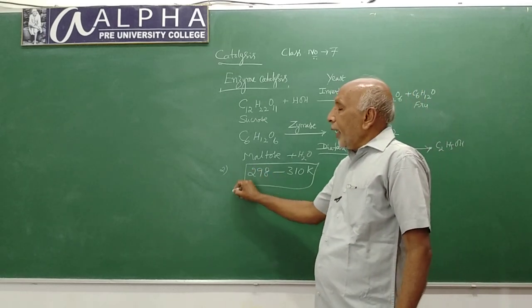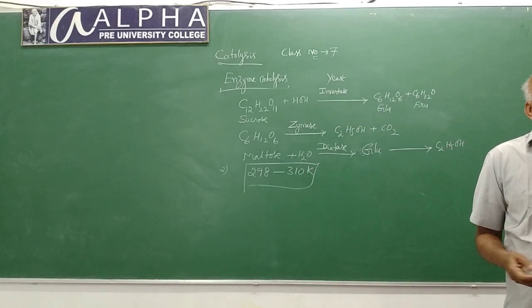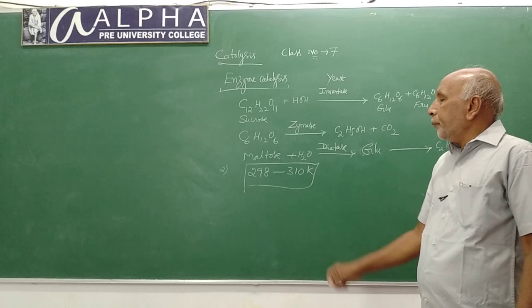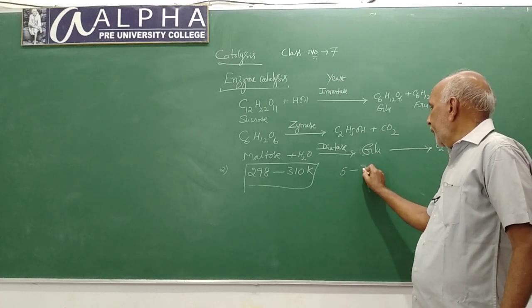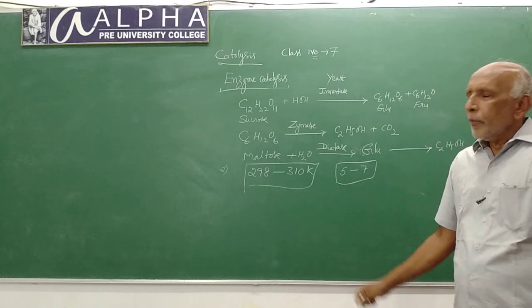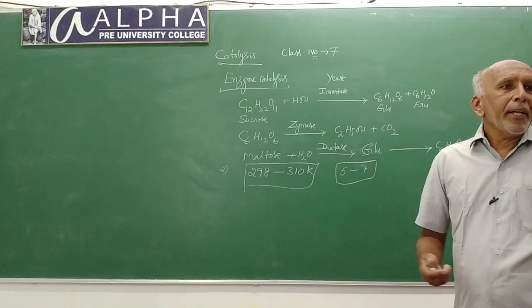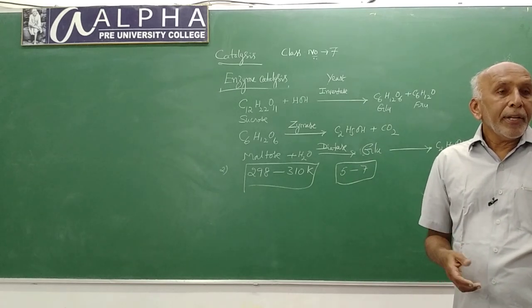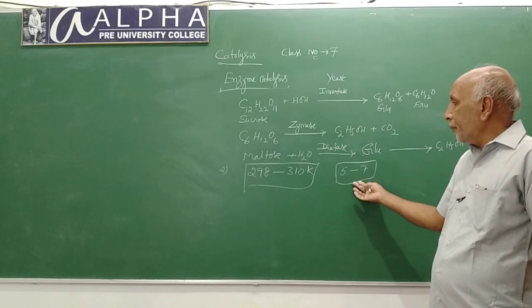Next, the activity of enzymes is very high at pH ranging from 5 to 7, particularly 5 to 7, 3 to 9 of course, but here between 5 to 7 activity is maximum. So this particular temperature and pH activity is very high.